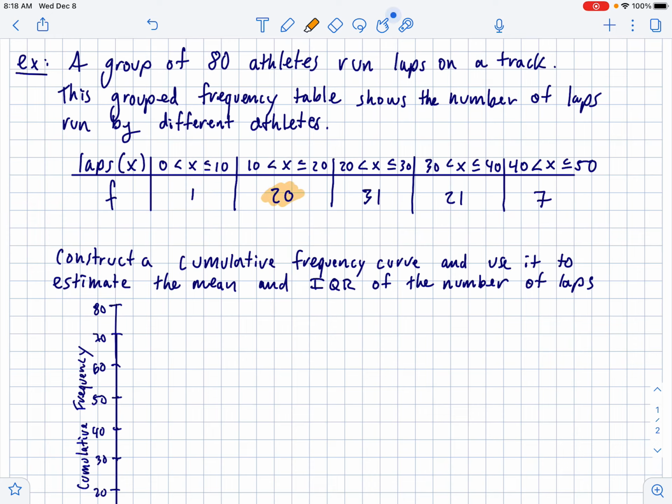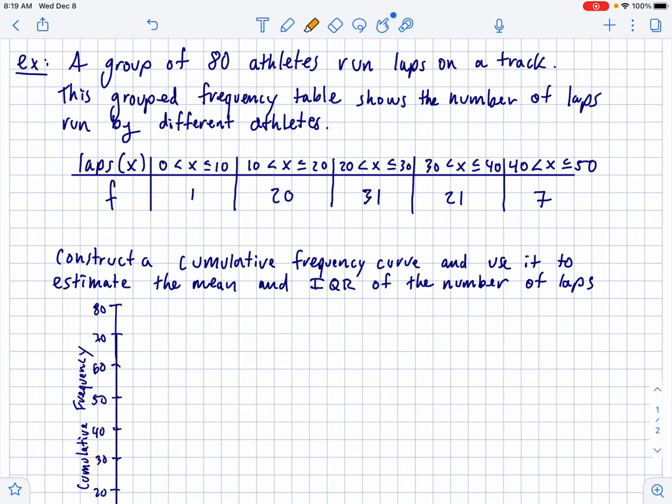I also see that 20 people did between 10 and 20 laps, and 31 did between 20 and 30, and then 21 people did between 30 and 40, and 7 people did between 40 and 50.